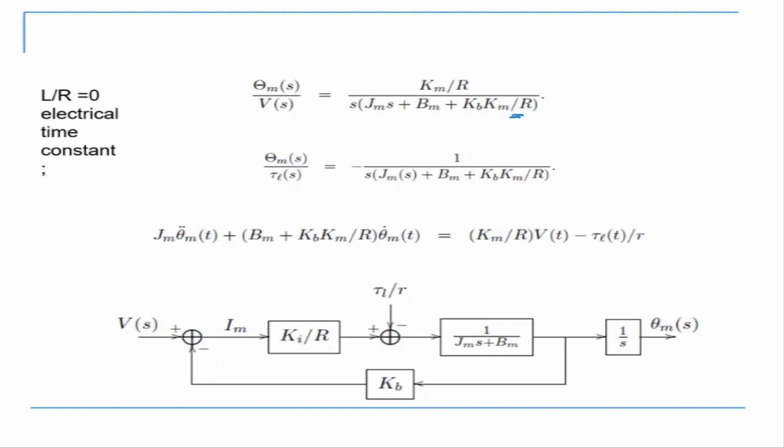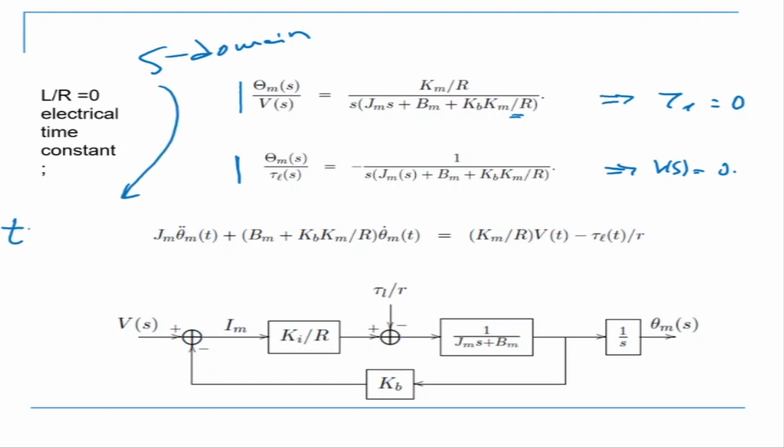Now my transfer function theta m(s) by Vs is this, and theta m(s) by tau L(s) is this. These are two transfer functions. This one we got by assuming tau L equal to 0, and this one by assuming Vs equal to 0. Now when we combine them, this is in the S domain, so if I convert it back into the time domain, my equation will be this.